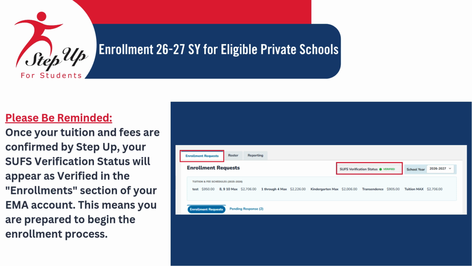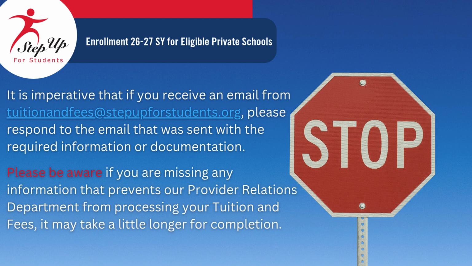Once your tuition and fees are confirmed, your SUFS verification status will appear as verified in the enrollment section of EMA. When you see that status, you are ready to begin enrolling students. If you receive an email from tuitionandfees@stepforstudents.org, respond promptly with the requested information or documentation. Missing information can delay the review and approval process.